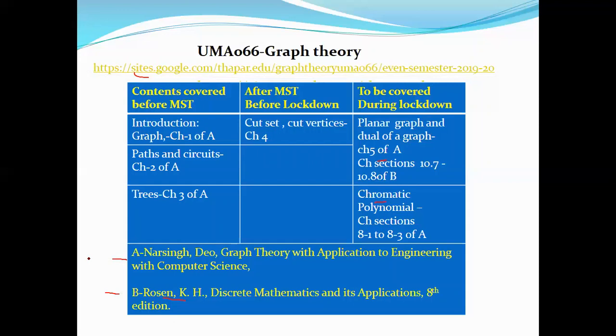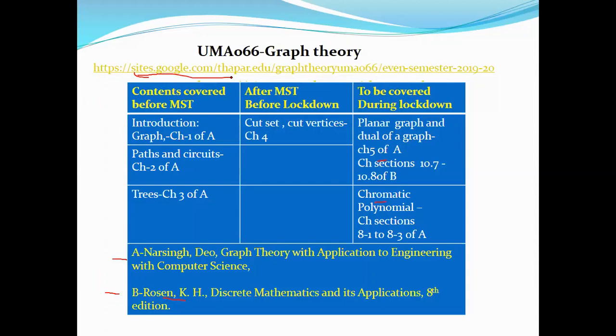So I want to clarify some points. Our books are, I'm referring to this book as Book A, Narsingh Deo, Graph Theory with Applications to Engineering and Computer Science. And Book B means Discrete Mathematics and its Applications, 8th edition by K.H. Rosen. So it is our official web page. Any information can be obtained from this web page only.